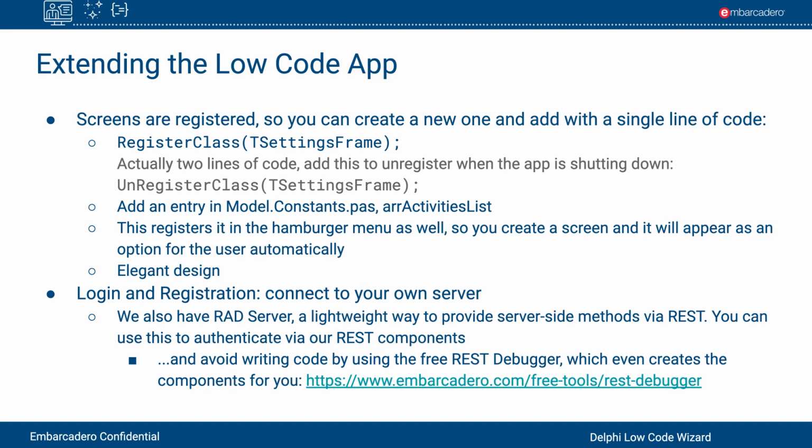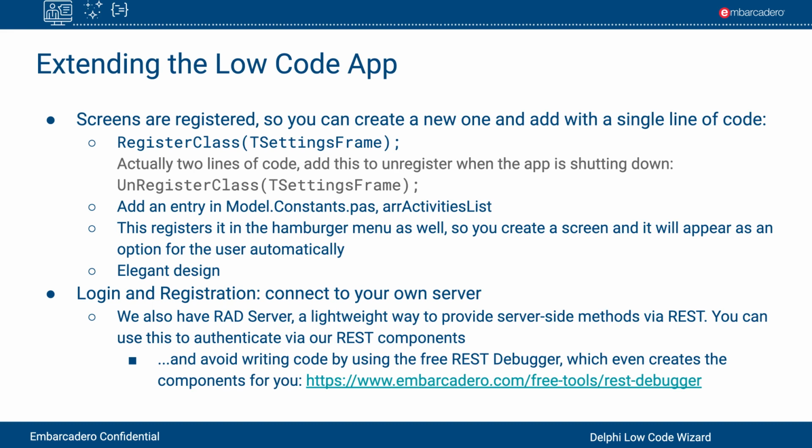So let's see how we can extend the application. I'm going to add a brand new screen, and I'll actually go over most of the content on this slide while editing the screen. But to tell you what to expect, what to keep an eye out for, I'm going to create a new frame. I'm going to register that frame. I'm going to add it to the list of activities, where an activity is something that's shown in the hamburger menu. And that's about it. It's really not very complex.